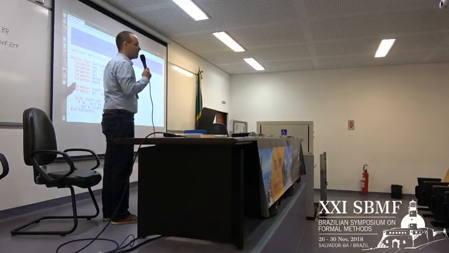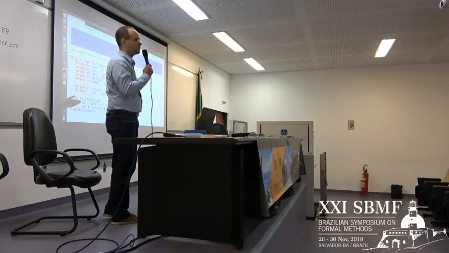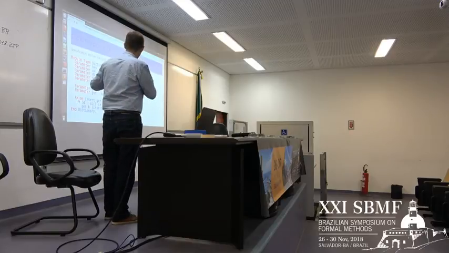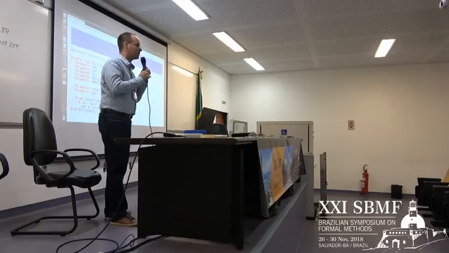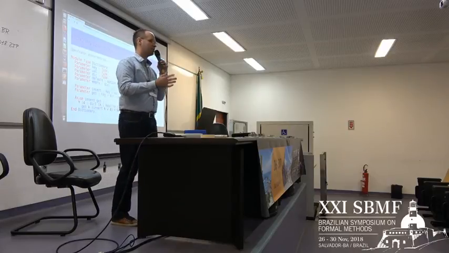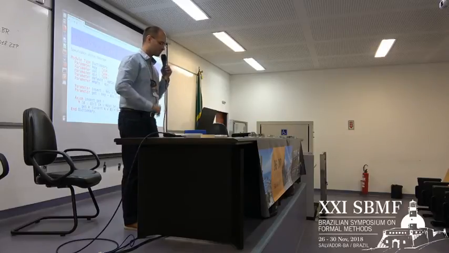I'm just saying that the insertion function receives a key and a value in the dictionary, and it yields another dictionary. I have the get function that receives a key and a dictionary, and returns a value. Actually, an option, because if you don't find the value, you're going to return none.